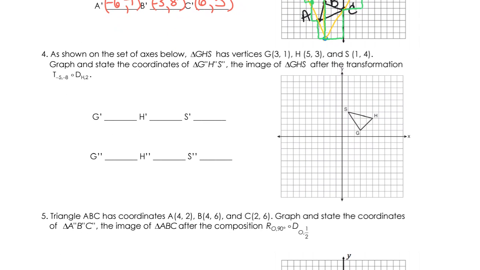It says, as shown on the set of axes below, triangle GHS has vertices of G, H, and S. Graph and state the coordinates of triangle G double prime, H double prime, S double prime, the image of triangle GHS after the transformation. All right, and this is a composition, and so we're going to go ahead and box this one in first because the open circle means following. In order for the translation to follow the dilation must go first. And what that dilation is saying is that your center of dilation is H, and it's a scale factor of 2.